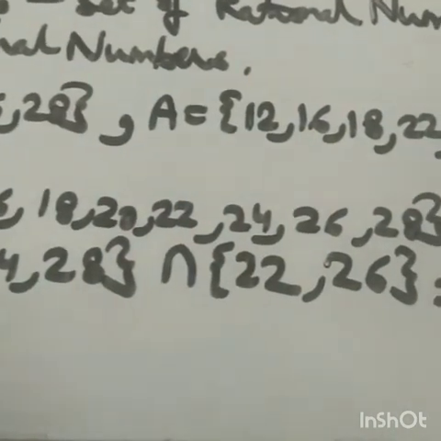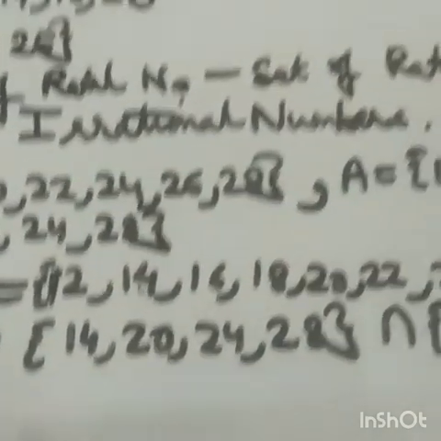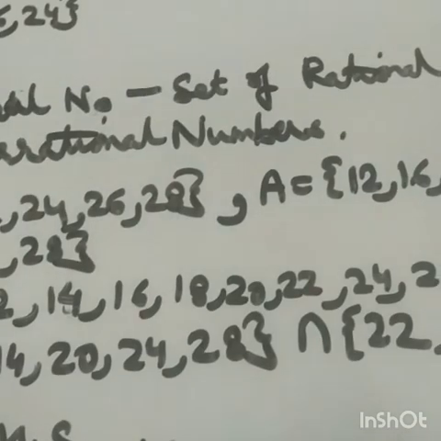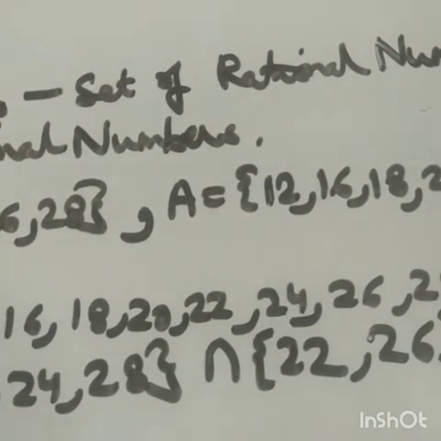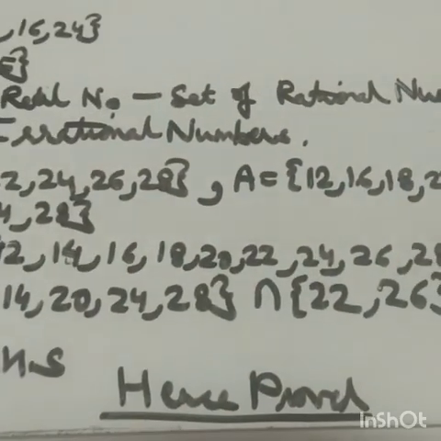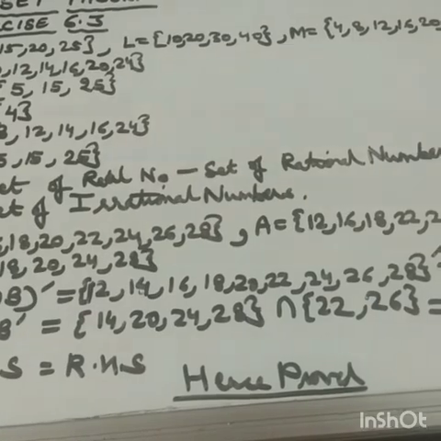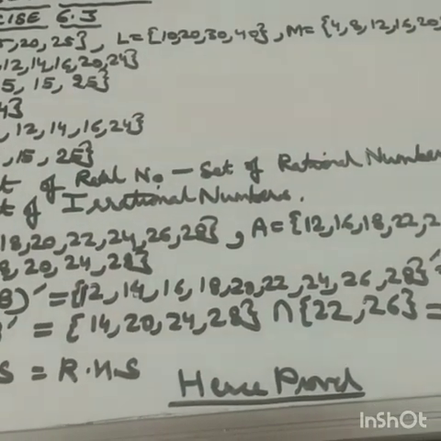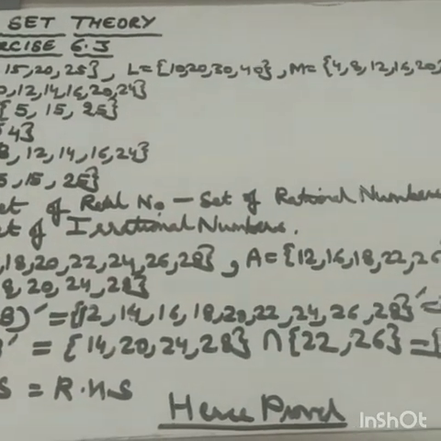Therefore left hand side is equal to right hand side. Hence proved. Actually this is called De Morgan's law. You will be doing it later on. So A union B complement is equal to A complement intersection B complement. This is how you can verify.